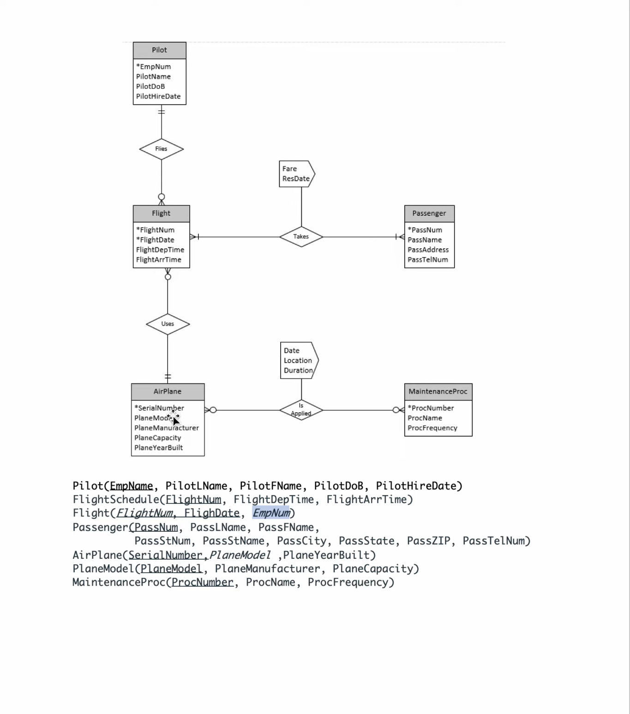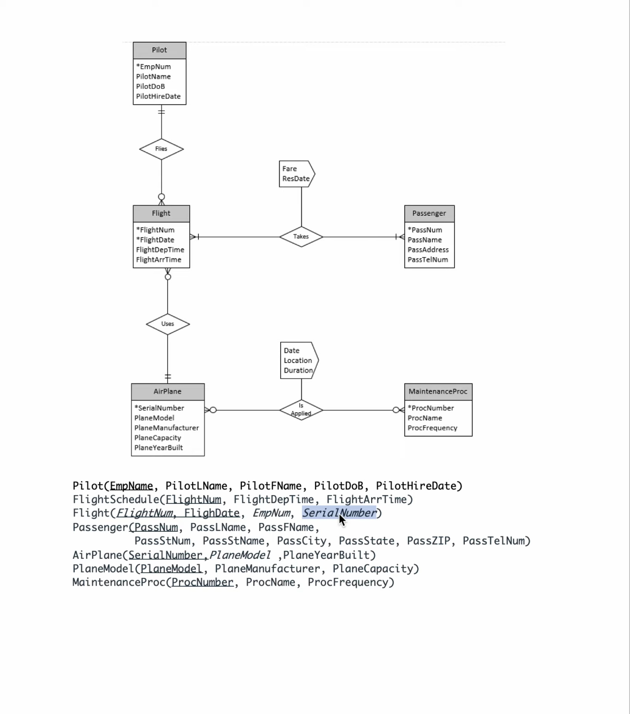Similarly, we have a one-to-many relationship between airplane and flight, and we can therefore add the primary key of airplane, which is serial number, to the flight as well. So let's do that, and let's record the fact that this is a foreign key.